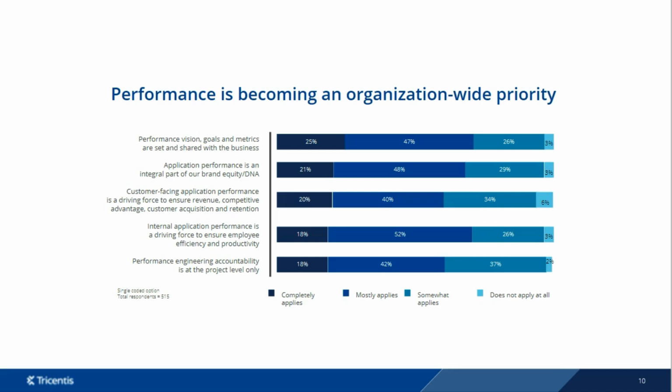70% say internal application performance is a driving force to ensure employee efficiency and productivity. And 60% say performance engineering accountability is at the project level only. So that last data point is interesting because what it means is while the business is equipped to say this is our plan and this is an important priority for us to make performance, the outcomes and the SLOs part of what we expect going into our planning, some of the teams are still catching up. So today we'll talk more about how we can help that happen.